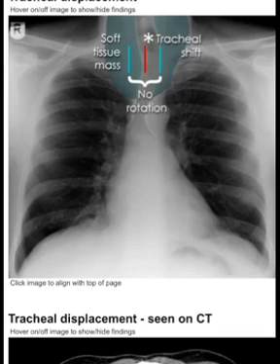Trachea, that is asterisk, shifted to the left of the midline. Soft tissue mass mainly to the right of the trachea. Diagnosis is mediastinal thyroid enlargement.